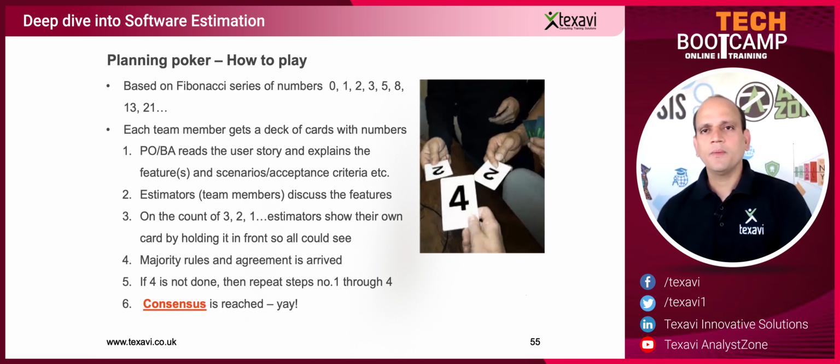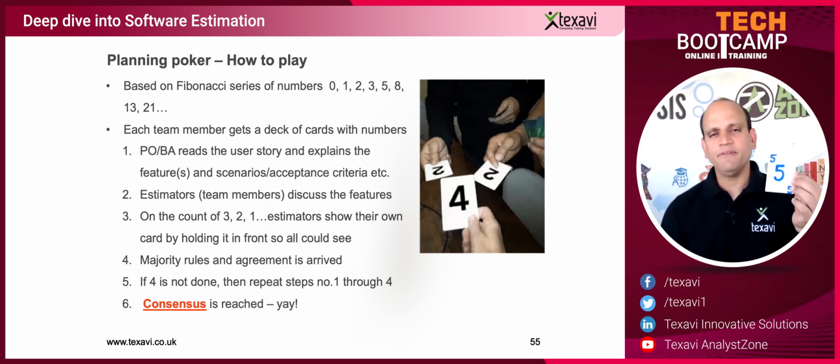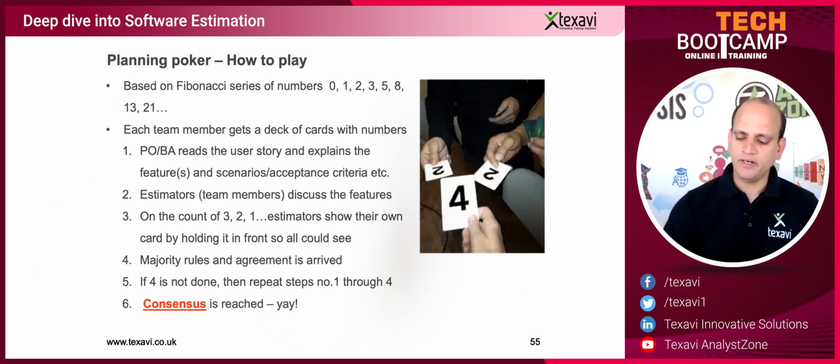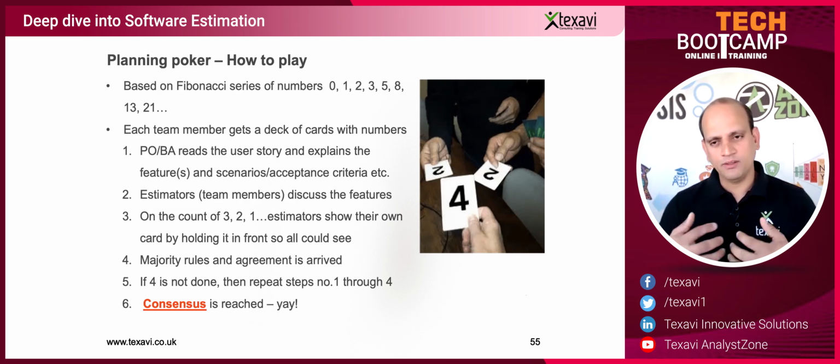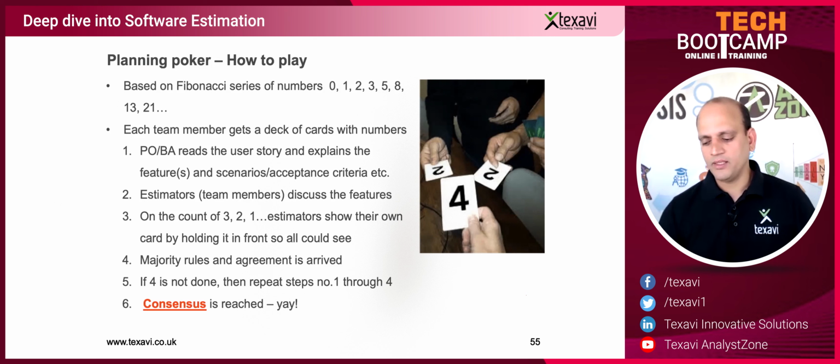Whereas the processing guy might say, I think it's a 5 because I have got to do this on the front end. So all of them would then have a discussion. If there is too much variation, one person says 1 and another person says 5, obviously there is a lot of discrepancy. That means they go back to the discussion.